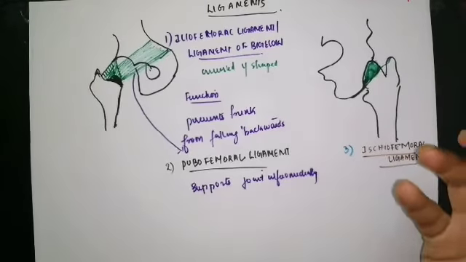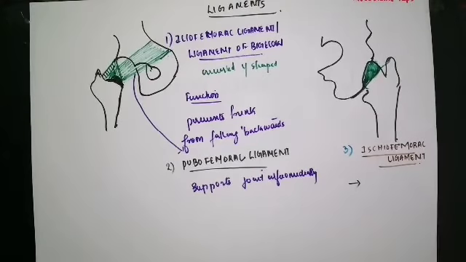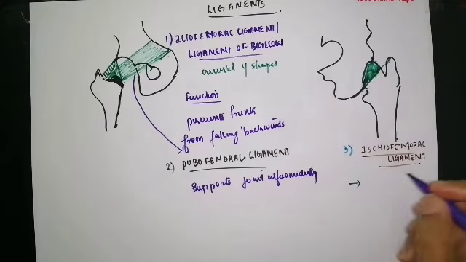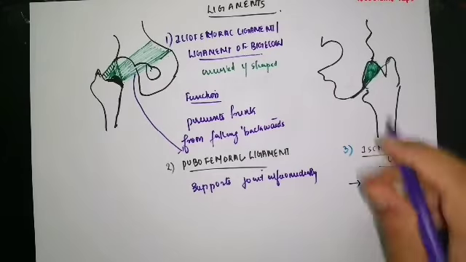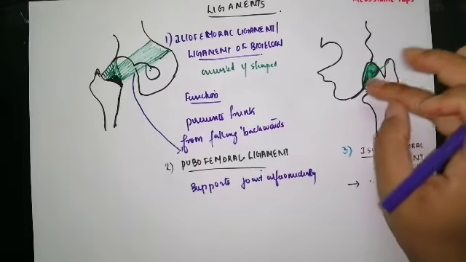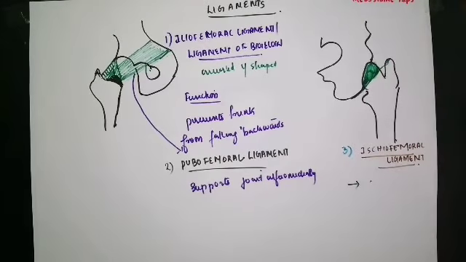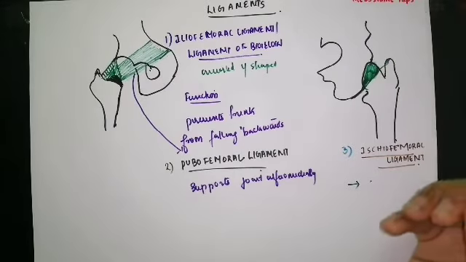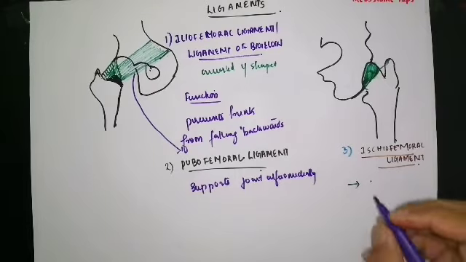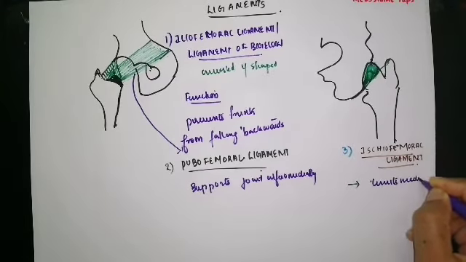So it reinforces the capsule of the hip joint posteriorly. So it is comparatively a weak ligament. It is comparatively weak and it extends from the ischium to the fibrous capsule. That is, it extends from the ischium but it merges with the fibrous capsule. Some of the fibers may get attached into the greater trochanter also. Now, what is the function of the ischiofemoral ligament? It limits the medial rotation of the thigh. Limits medial rotation of the thigh.